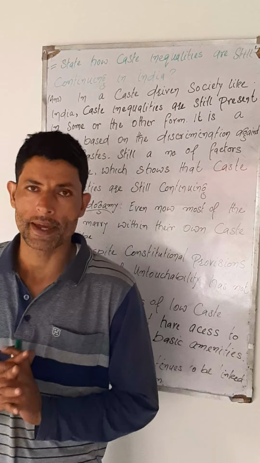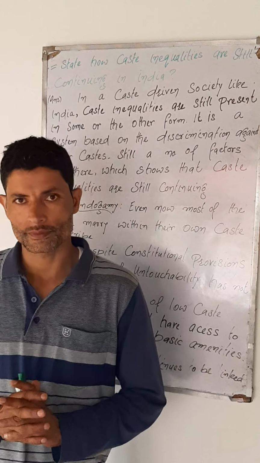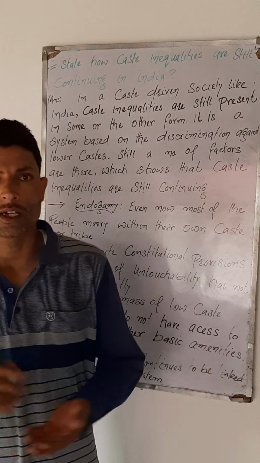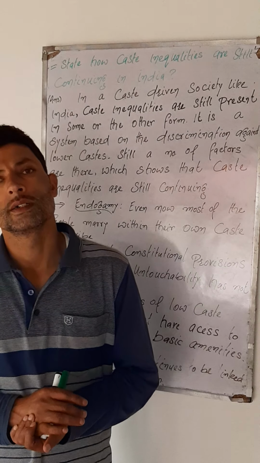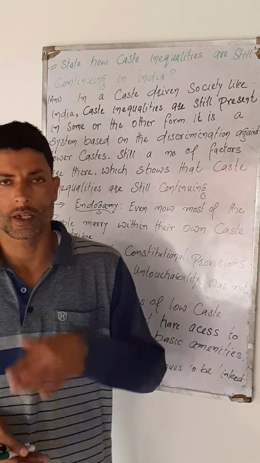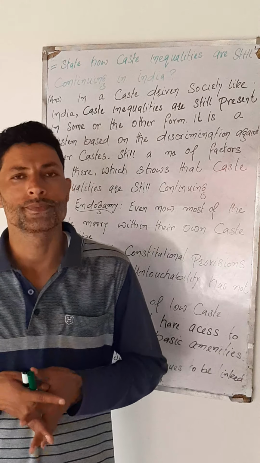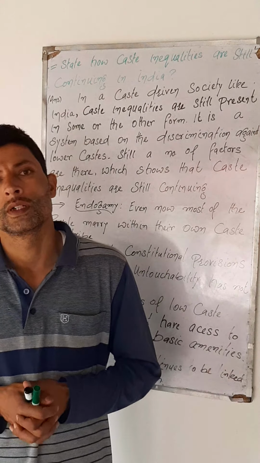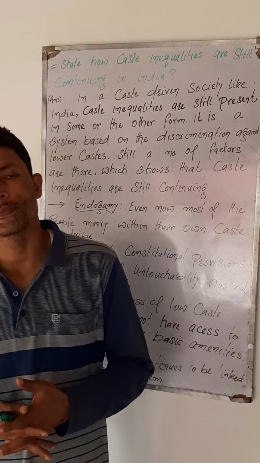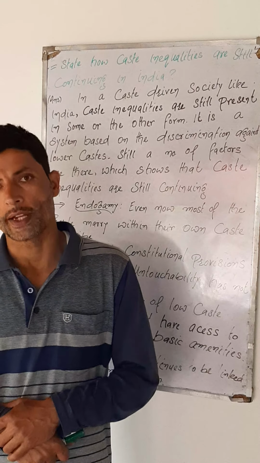Endogamy is a system of marriage, basically, where the people related to one clan or tribe or a group marry in their own group or in their own tribe. These groups do not marry in other segments or in other groups of society.